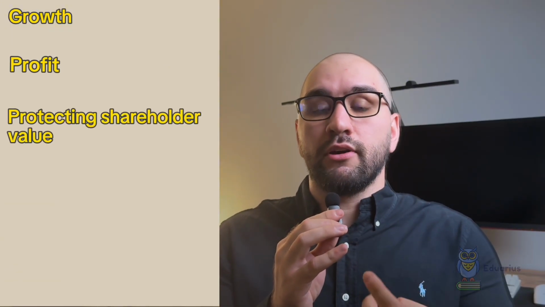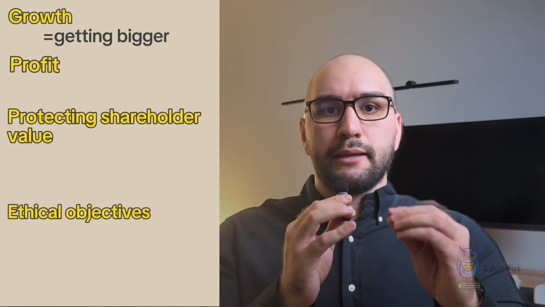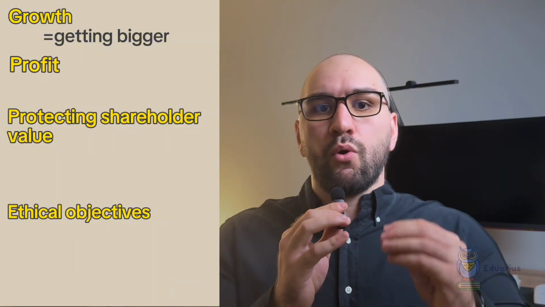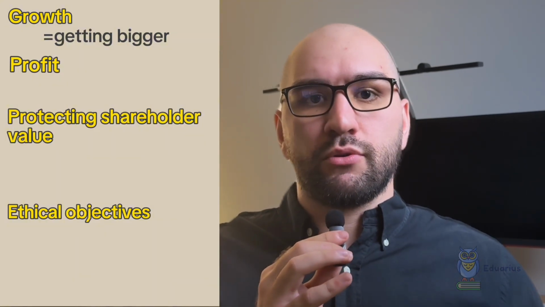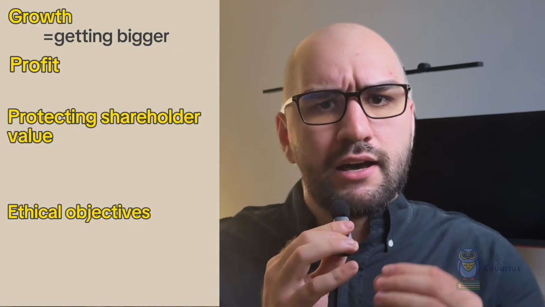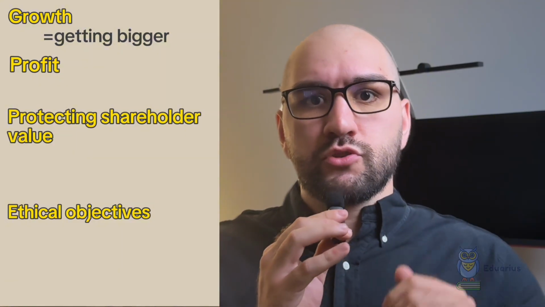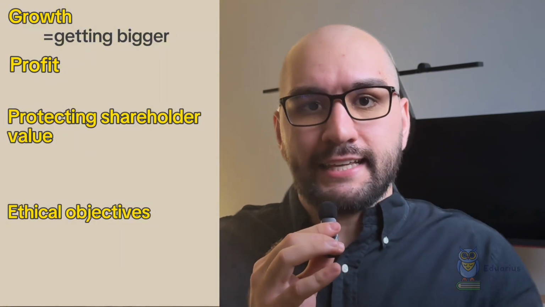Moreover, we can group objectives into 4 categories: growth, profit, protecting shareholder value, and ethical objectives. Growth means getting bigger: more sales, more employees, more market share. A growing business can benefit from brand recognition, economies of scale, and greater profits. It also spreads risk. The bigger you are, the harder you are to take down.